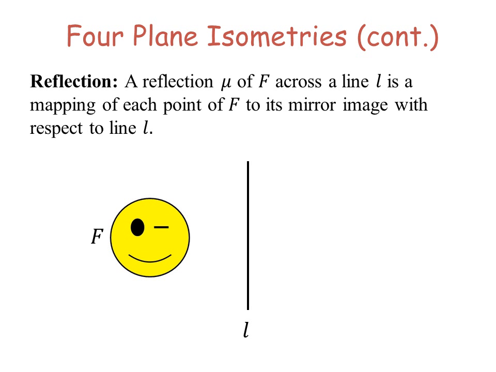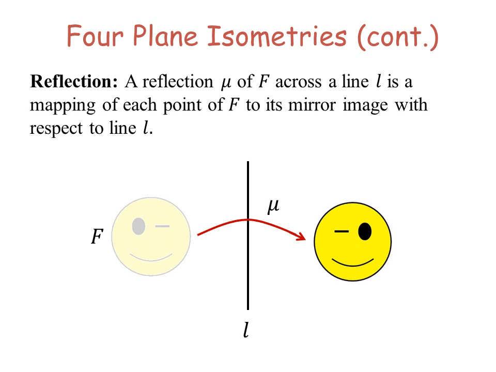A reflection μ of F across a line L is a mapping of each point of F to its mirror image with respect to line L. This time we represent set F as a winking smiley face. We use a winking smiley face instead of a square because the winking smiley face, unlike the square, has no internal symmetries. μ of F is then given as shown here. Notice the mirror image effect. The winking eye was originally on the right in F, but it is on the left in μ of F.